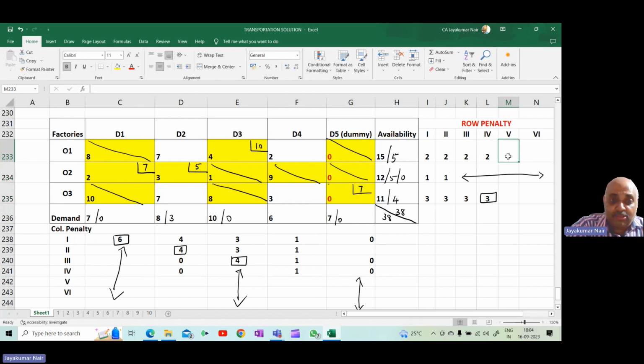So 7 and 2 difference is 5. 3 and 4 difference is 4. And here it is 0. And here it is 1. The highest penalty cost is 5. So select this 5. So the lower cell is here. 6 or 5, whichever is lower. 5 is lower. So this will become 0 and this will become 1. Since this has become 0, cancel out this. So this is completely out.